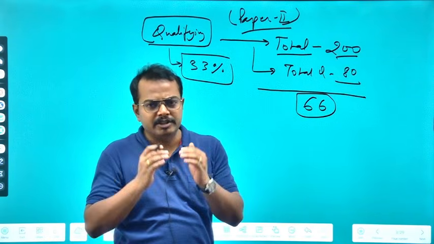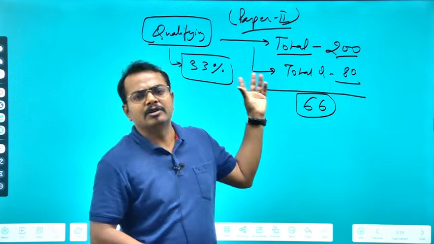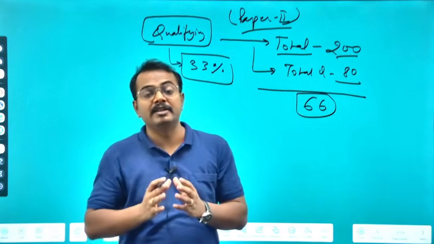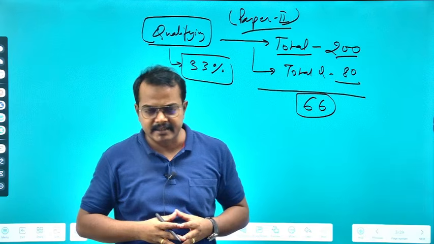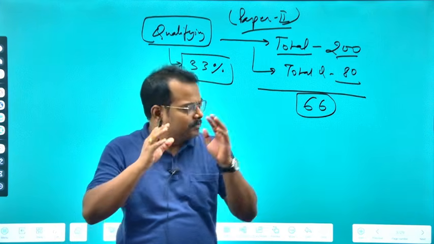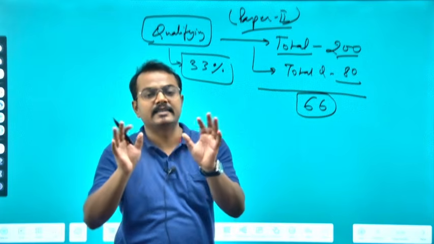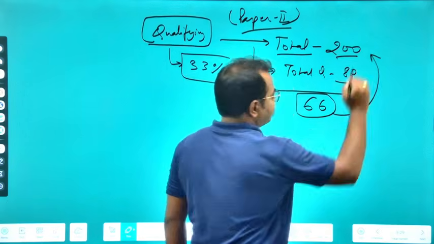Because those students who fail to achieve this mark, 66 marks or 33% marks, their GS1 paper will not be evaluated because they have not qualified in the CSAT. So our most important task is to achieve at least 66 marks out of 200.